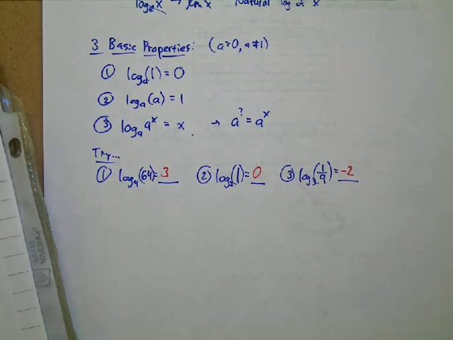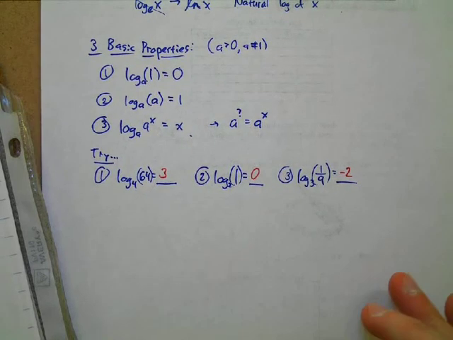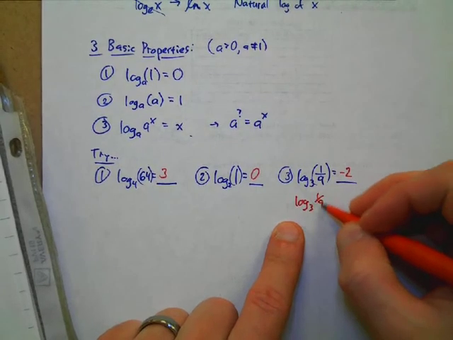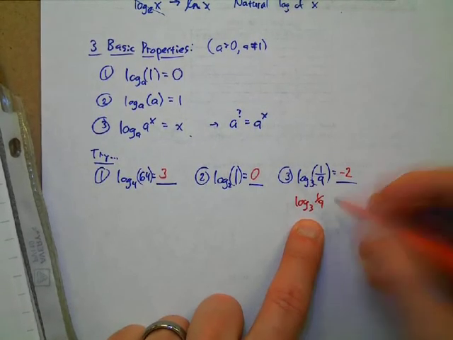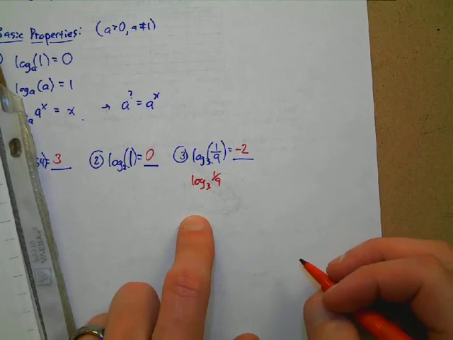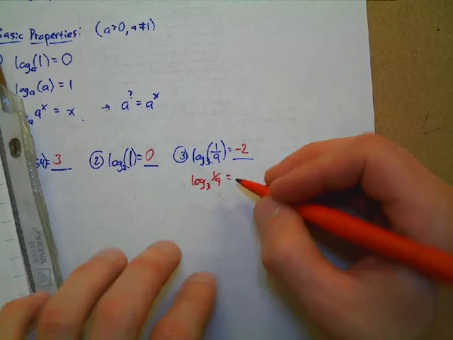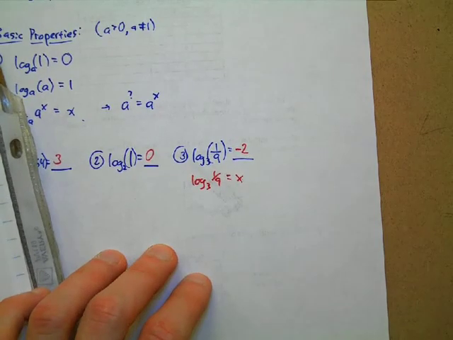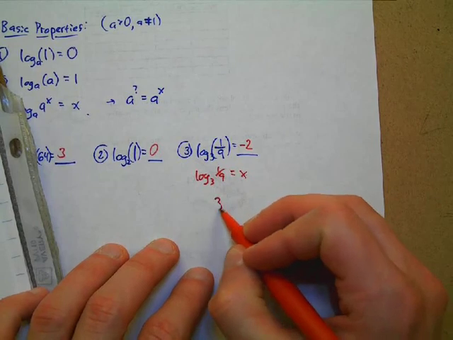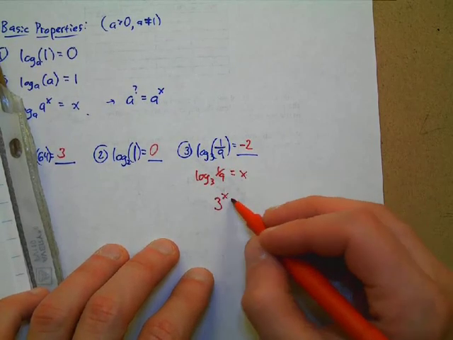Okay, so let me talk through number 3 at least here. We've got log base 3 of 1/9. We want to know what that equals. Let me just zoom in here too, that'll help. Log base 3 of 1/9. I don't know what it equals, so I'll just set it equal to x. Now I'm going to rewrite it in exponential form. 3 becomes the base of my exponent. X becomes the power of that exponent, and then it's equal to 1/9.